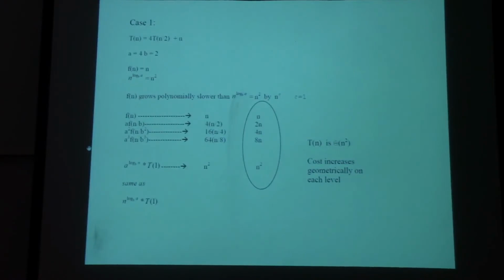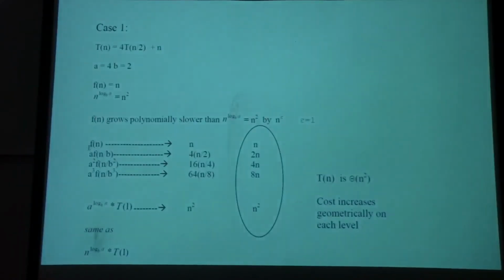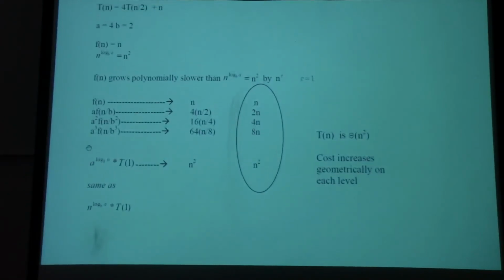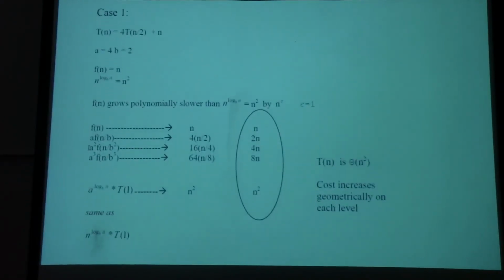And so this is case 1. It's a little bit of a different way of looking at case 1. So now we have a is equal to 4, b is equal to 2, and f of n is linear. So it's an example similar to one from the book. So we have n squared as n to the log b of a, right? That means that the amount of work at the leaves appears to be higher than the amount of work being done at the root level, which is level 0.